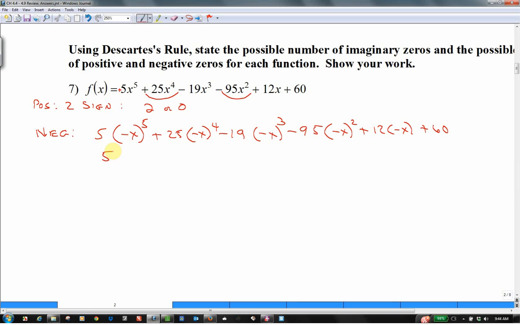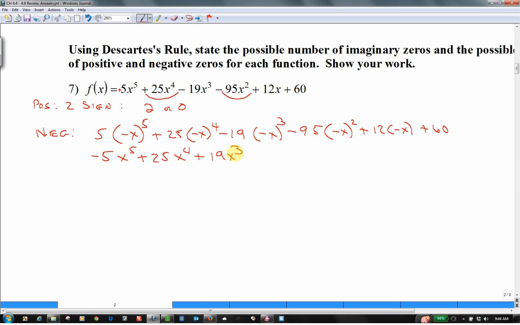Now let's go ahead and simplify. For the first term, we're going to say, okay, if it was a negative and it was to the 5th power, that would still be a negative. So I could write the first term like this. The second term would be a negative to the 4th power. That would be a positive. So it'd be 25x to the 4th. The next term would be a negative cubed. That would be a negative, and since it's subtracted, that would be plus 19x cubed.